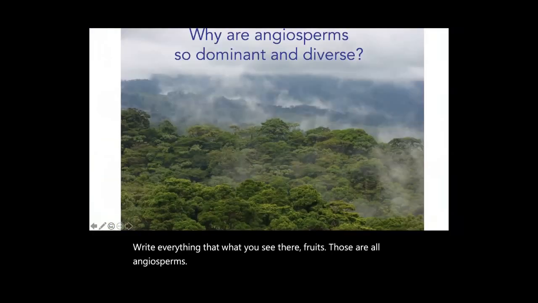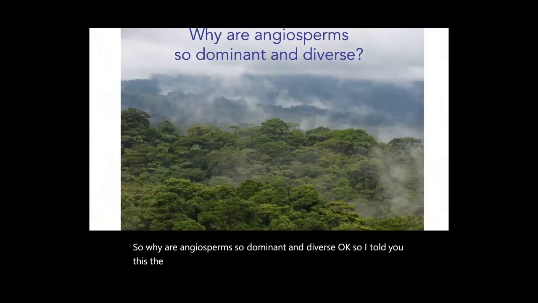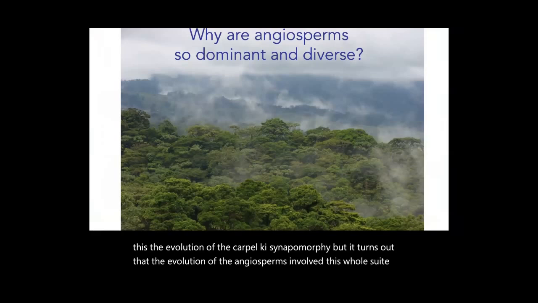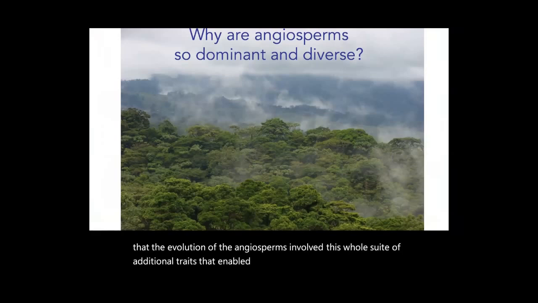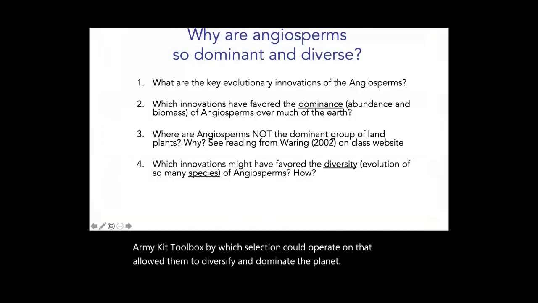So why are angiosperms so dominant and diverse? Okay, so I told you this, the evolution of the carpel, key synapomorphy. But it turns out that the evolution of the angiosperms involved this whole suite of additional traits, basically the Swiss Army kit, a toolbox by which selection could operate, that allowed them to diversify and dominate the planet. All right, so why are angiosperms so dominant and diverse?